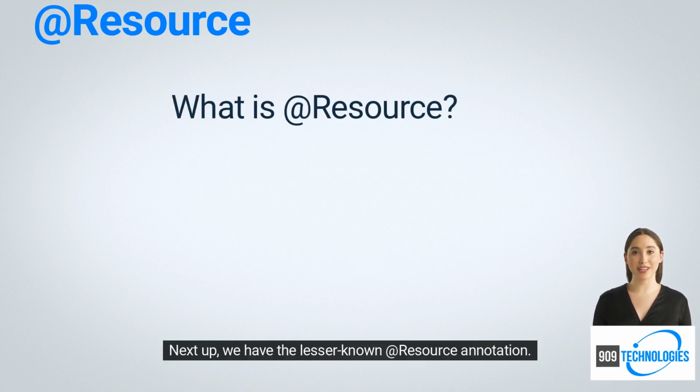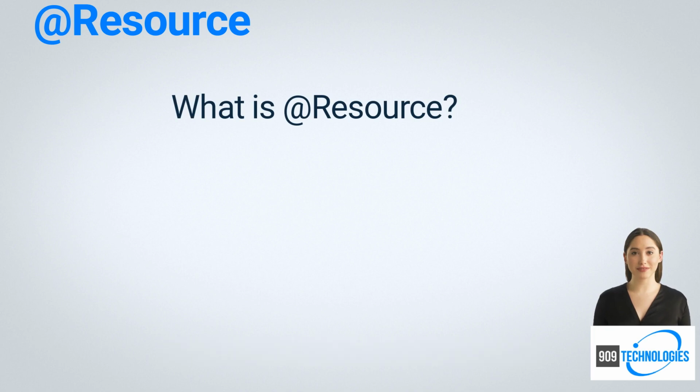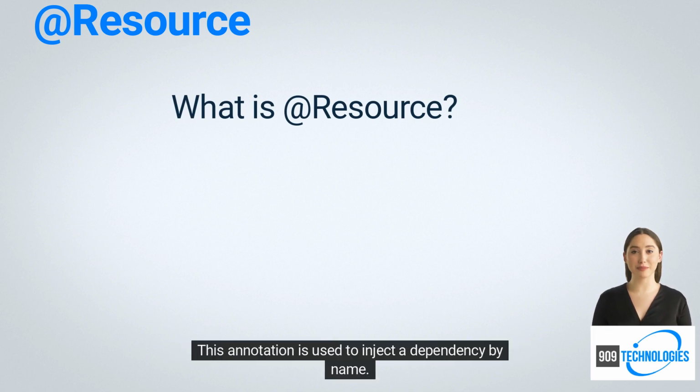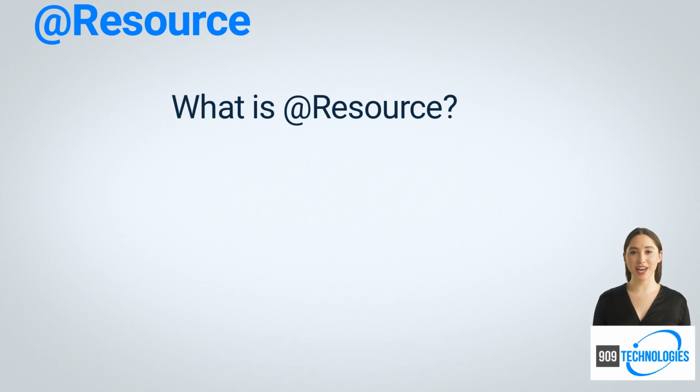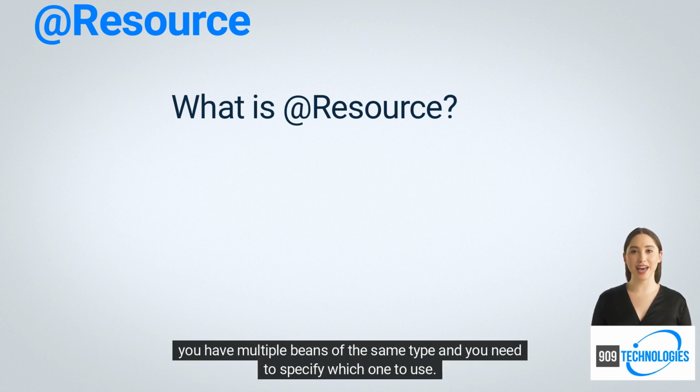Next up, we have the lesser-known @Resource annotation. This annotation is used to inject a dependency by name. It's like telling Spring, hey, I want this bean with this specific name, please. It's useful when you have multiple beans of the same type and you need to specify which one to use.